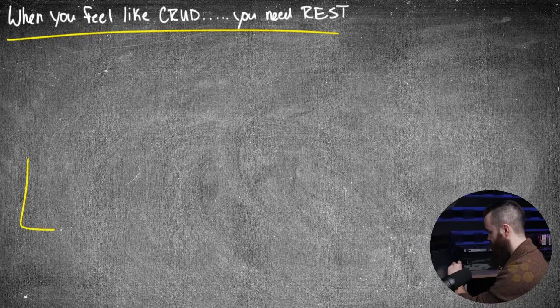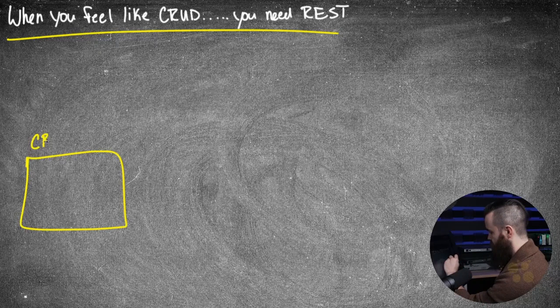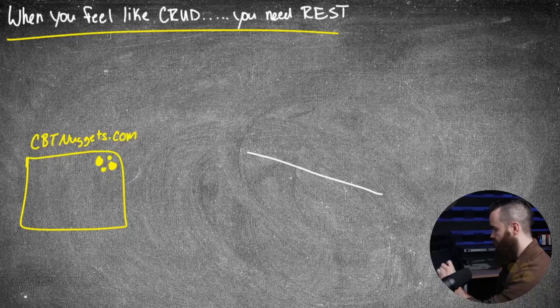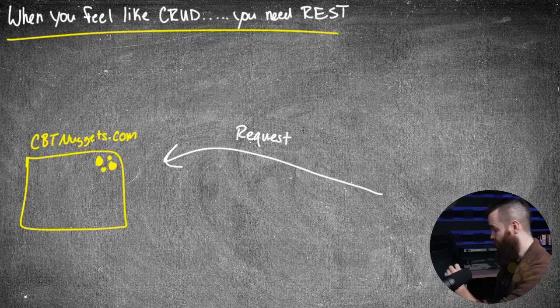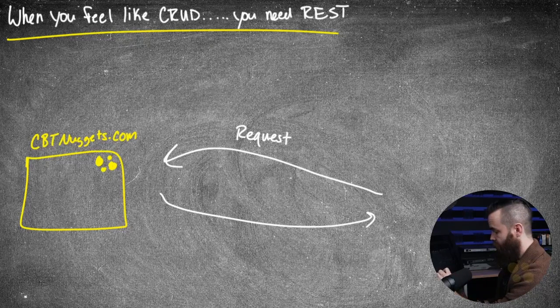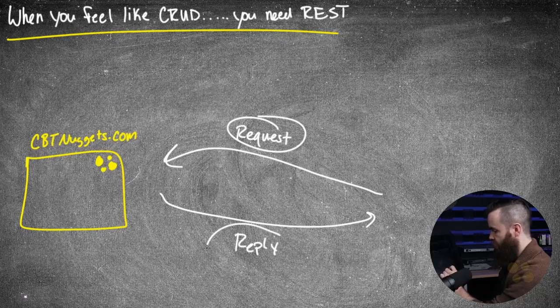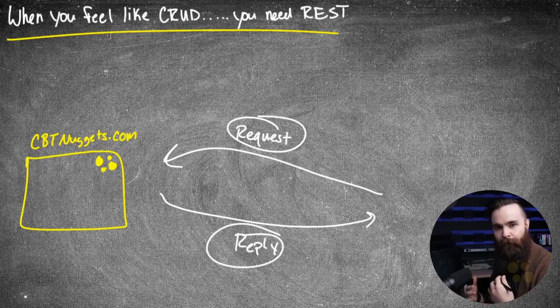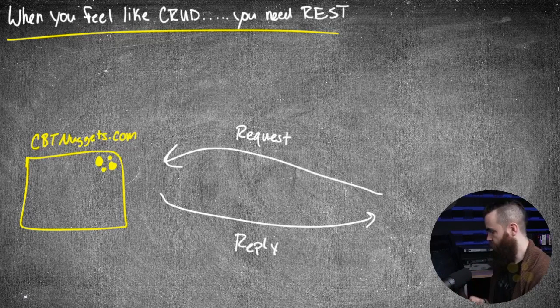For example, say we have cbtnuggets.com. When I go to CBT Nuggets, I make a request. And based on my request, CBT Nuggets will make a reply. These two actions right here are the backbone, the foundation of any kind of API interaction or website interaction. Now, right here, without putting a verb, I'm just saying, hey, CBT Nuggets video. And CBT Nuggets is like, what do you want me to do? But that's why we have verbs.